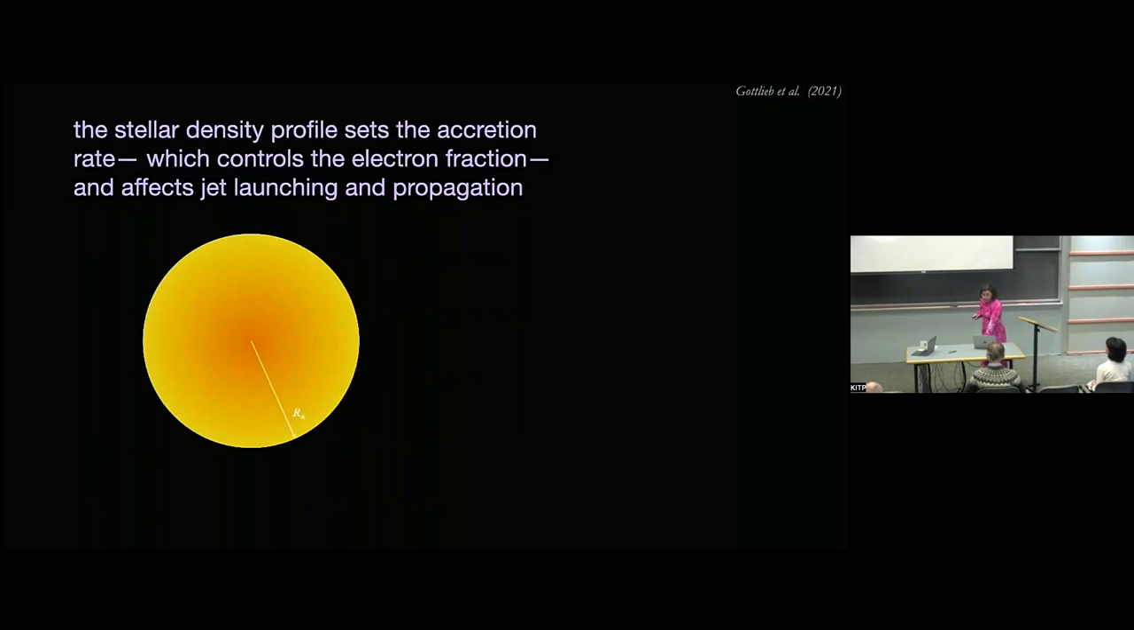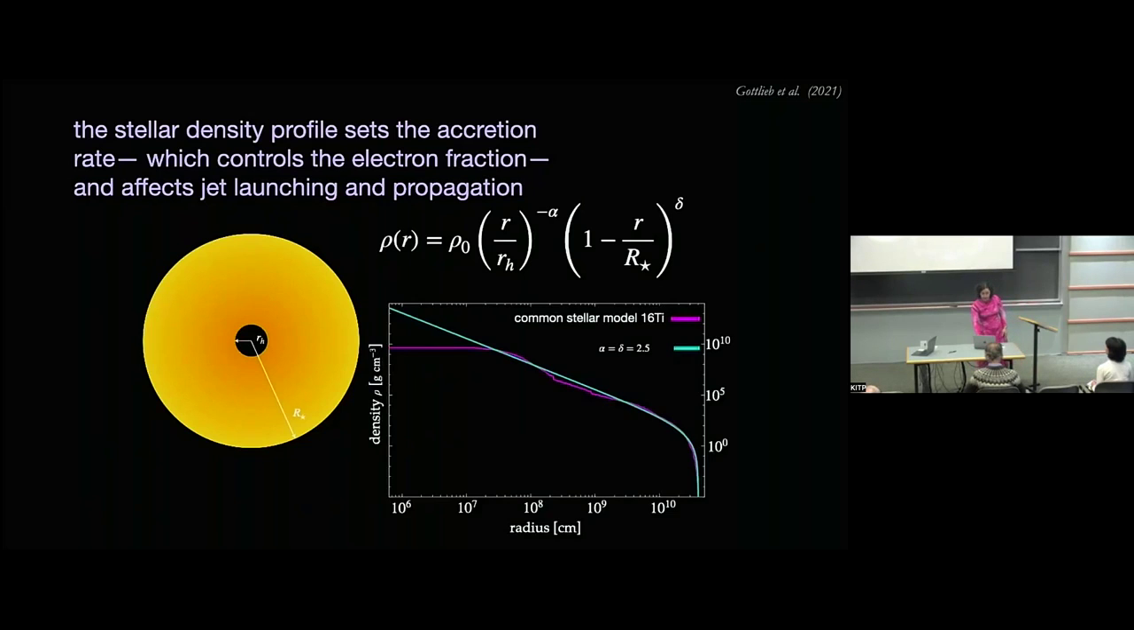So what has been done before by my collaborator, Or Gottlieb, is to take our favorite prescription, a power law for the density profile, and just vary these alpha and delta parameters. In this case, delta controls basically how fast this stellar profile falls off, not so important, and alpha controls the slope of the power law in the region that we care about, which is where it'll start accreting onto the black hole that has a gravitational radius somewhere around here.